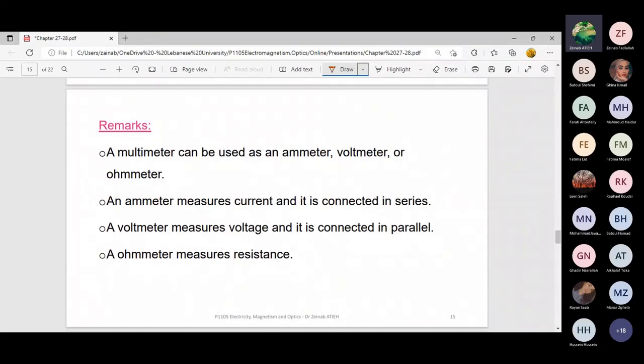So we may encounter in our exercises an ammeter, voltmeter, or ohmmeter. You all know this information. The ammeter is used to measure the current, the voltmeter is used to measure the voltage, and the ohmmeter is used to measure the resistance. You know that the ammeter is connected in series and the voltmeter is connected in parallel. So this is just general information. I will stop the recording now.